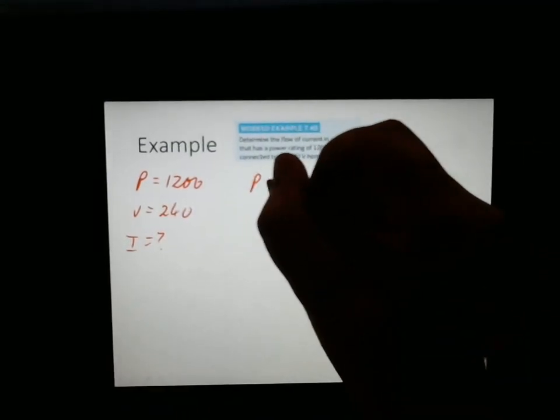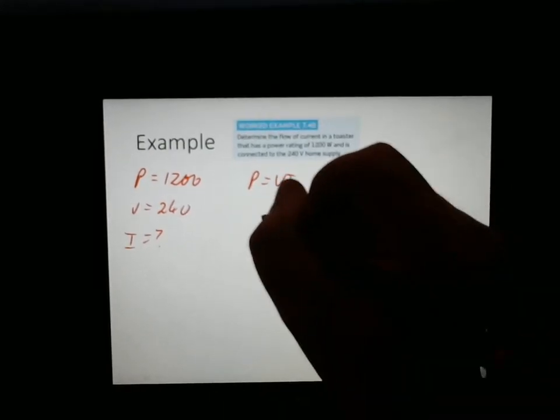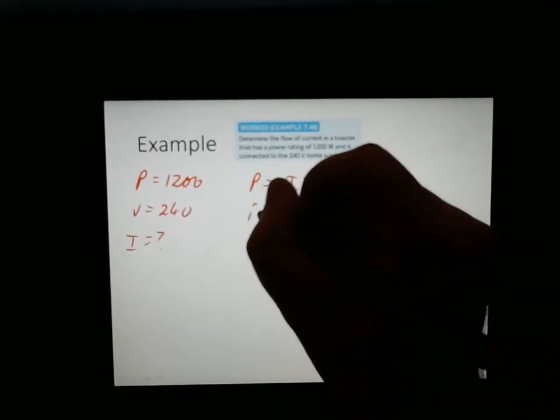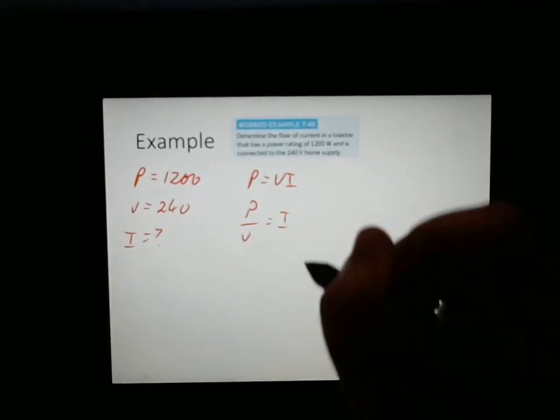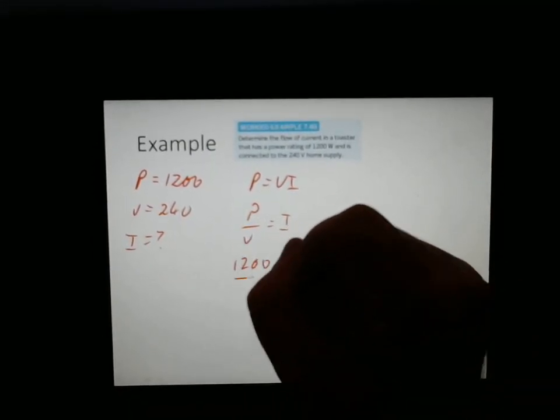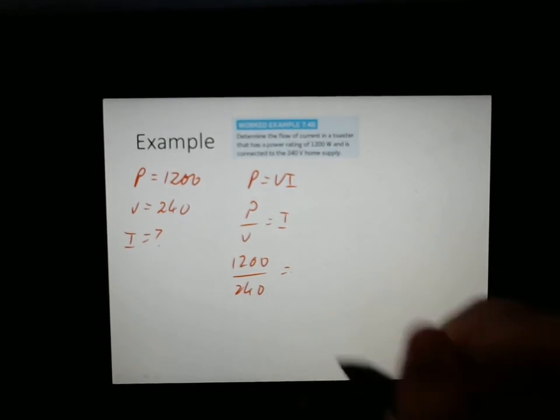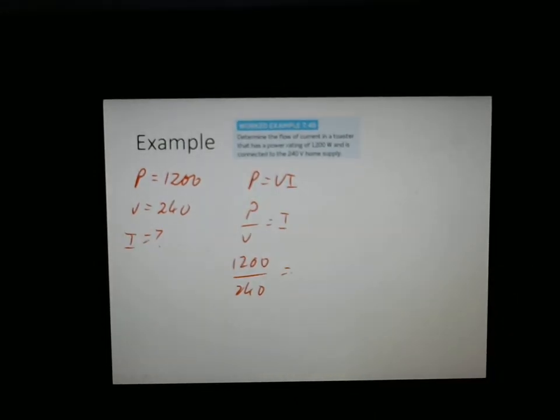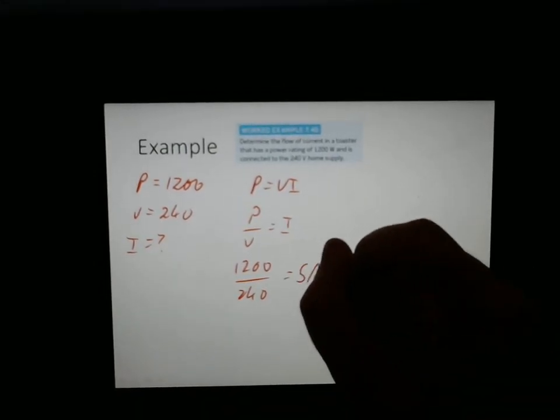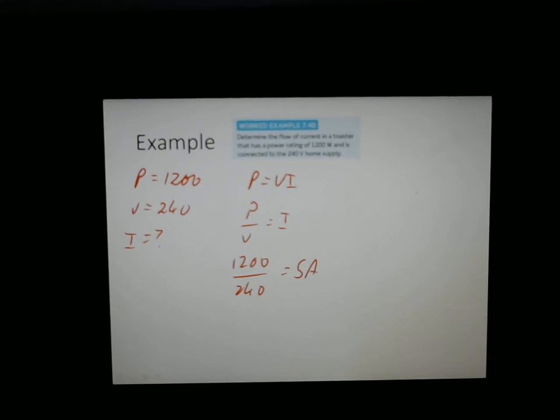As I said, P equals V times I. Let's rearrange that. P over V equals I. 1200 over 240 is going to equal 5 amps of current. Not too bad. Alright, and our last worked example, 7.4c: calculate how many joules of electrical energy are transferred per second by a 6 volt 0.5 amp lamp.